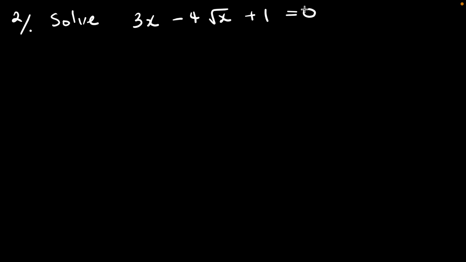All right, so let's look at the second question, right? That was the first one. Finding a second one, flipping the page. All right, so the second question, same instruction to solve. And in this instance, we're looking at 3x minus 4 root x plus 1 equals 0. Same premise, it looks a little bit different though. The question is, can you do with this one what you did with the last one?